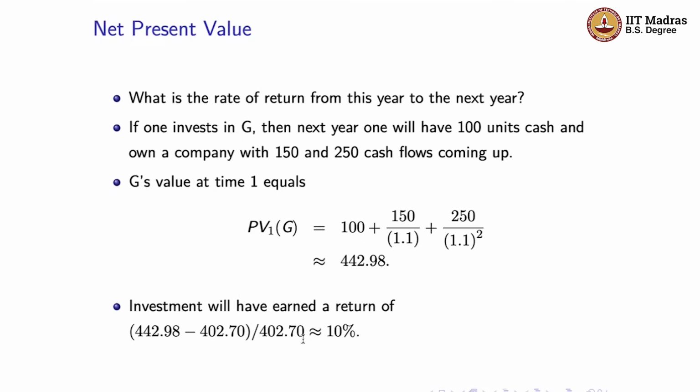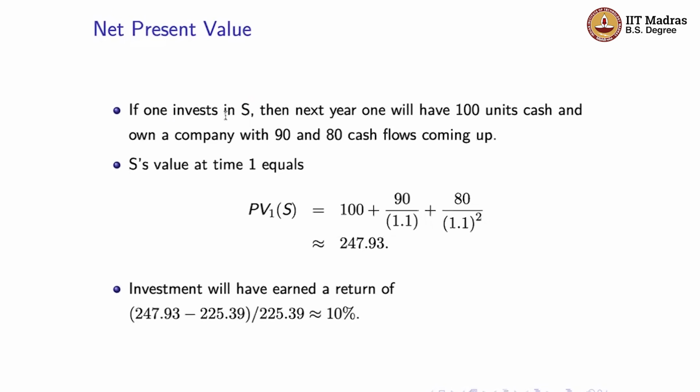Okay. You can do the same thing for company S. If you invest in company S, then next year you are going to have basically 100 units of cash, and you are going to own a company which is going to pay out 90 units the year after and 80 units the year after that, right? So again, S's value at time one can be calculated as 100 plus 90 divided by 1.1, because this is going to come up 1 year in the future, plus 80 divided by 1.1 square, because 80 is going to come up 2 years from time period one, right? So this is going to become 247.93 approximately.